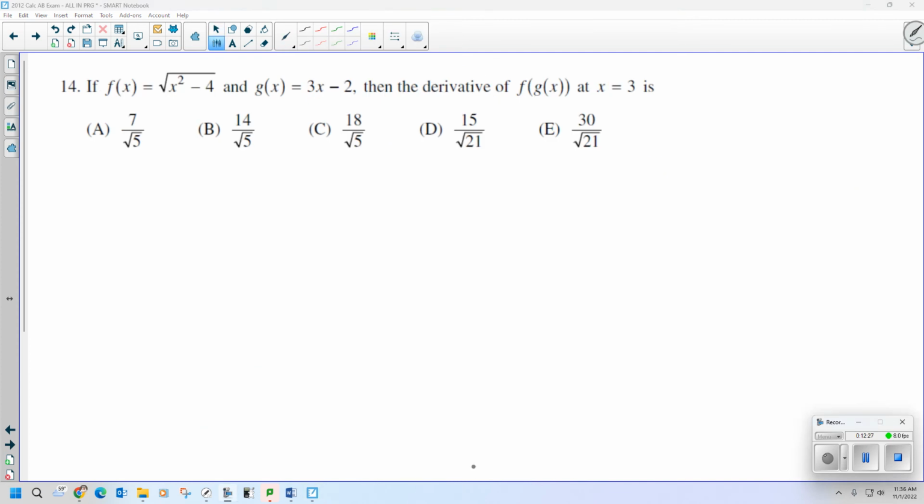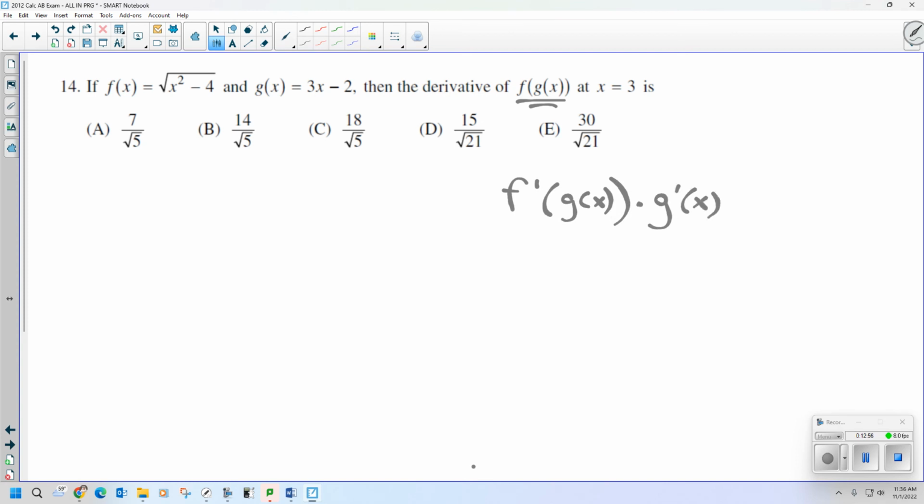Okay, number 14. If f of x equals a square root of x squared minus 4, and g of x equals 3x minus 2, then the derivative of f of g of x at x equals 3 is. There's 2 ways to do this as well. I could do a composition of functions first and come up with a new equation, take the derivative of that. Or I could take the derivative of this. The derivative of the outside and the inside stays the same, times the derivative of the inside.